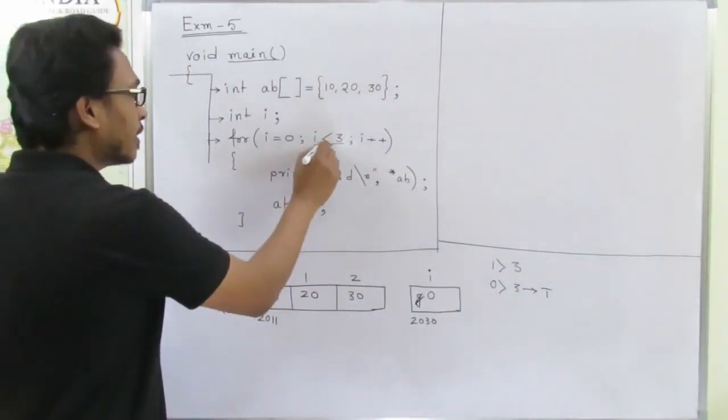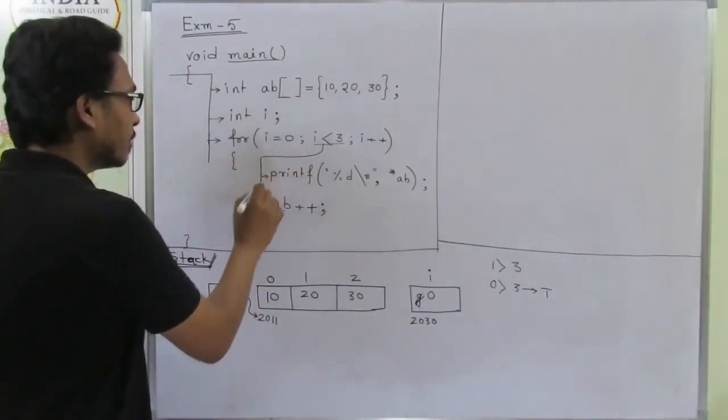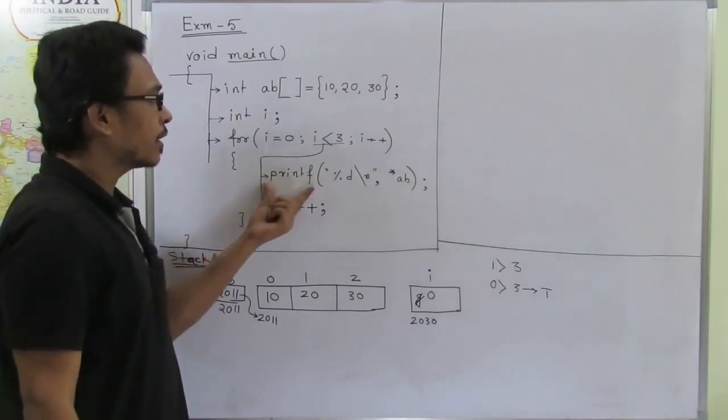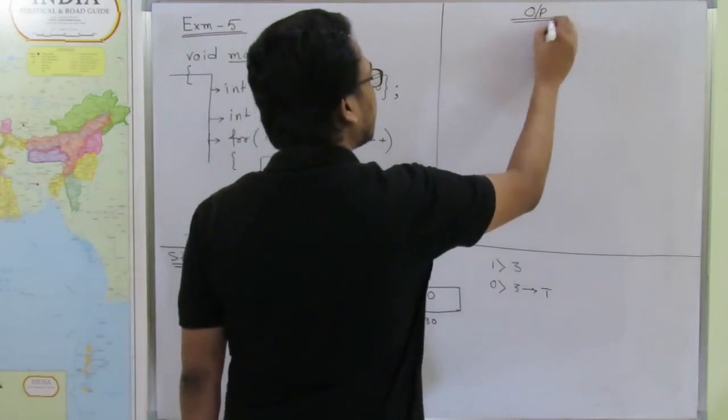So after the system finds the condition is true, it enters inside the for loop and executes the first statement. Now in this statement, this is a printf statement. That means this will give us the output. So let's consider this is our output.